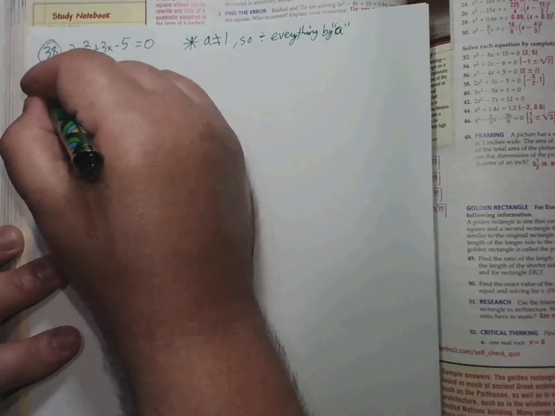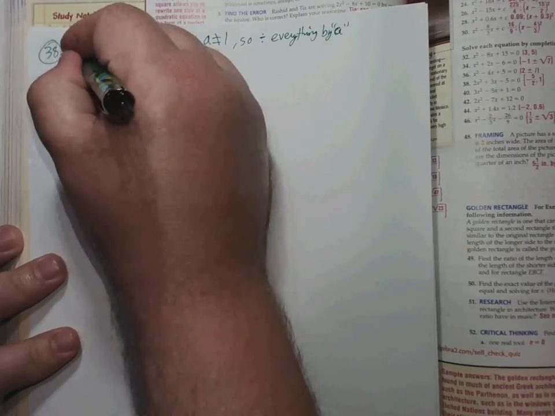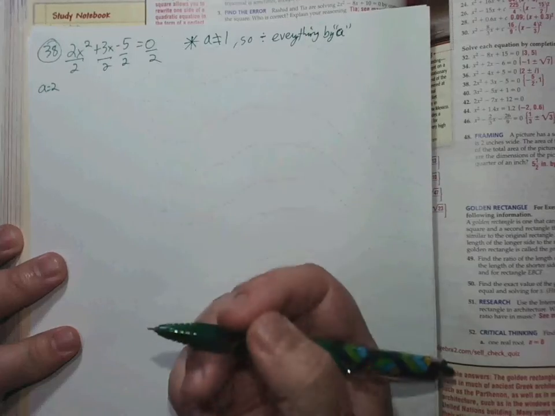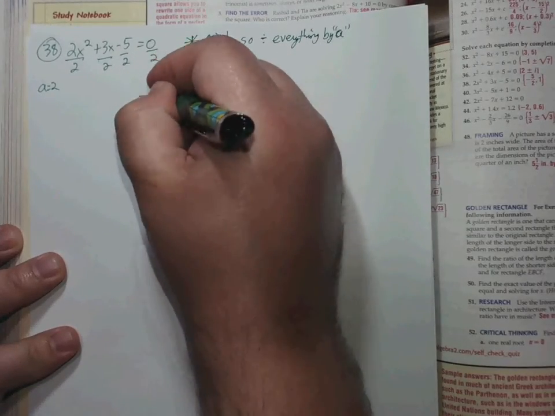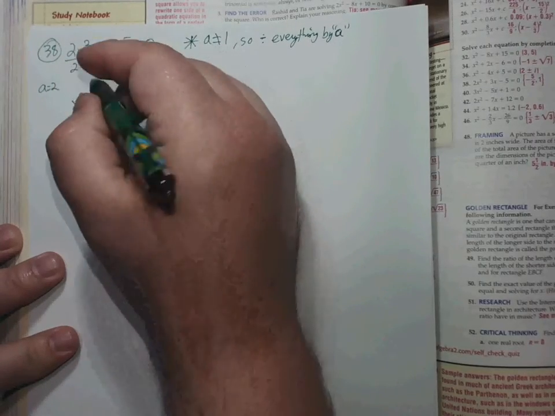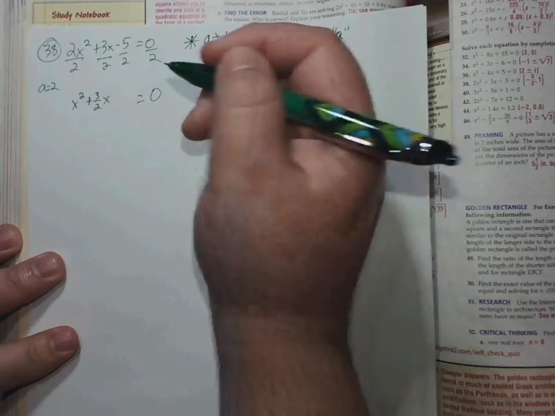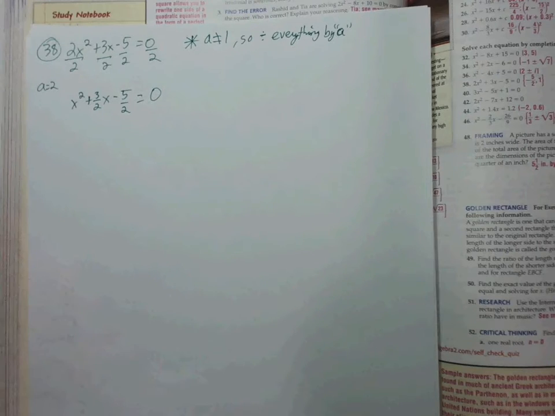So, what is a here? A equals 2, right? Divide everything by a. Divide by 2, divide by 2, divide by 2, divide by 2. Okay, that's just going to be 0. That's so good. That's fine. That becomes 1. That becomes plus 3 over 2x minus 5 over 2. Yes, these are fractions. Yes, you're going to have to get used to them. Okay?